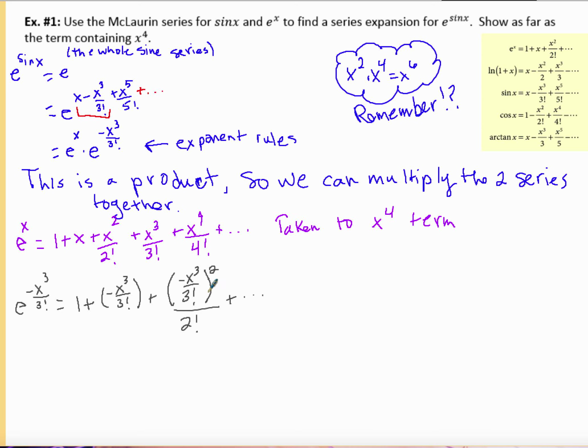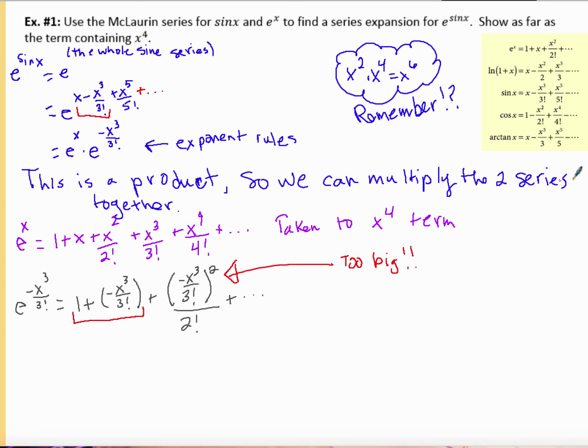As soon as I square this, negative x cubed squared is going to be positive x to the sixth power. That's going to be way too large. So I actually don't even need that. I just wanted to show you that it existed. We're only going to use these two terms because this term right here has an x degree that is higher than 4. Too big. We don't need that.